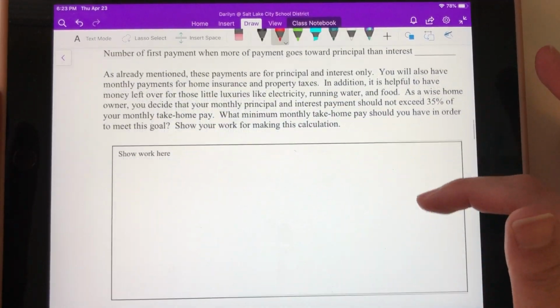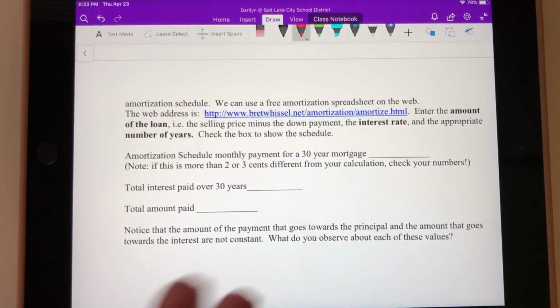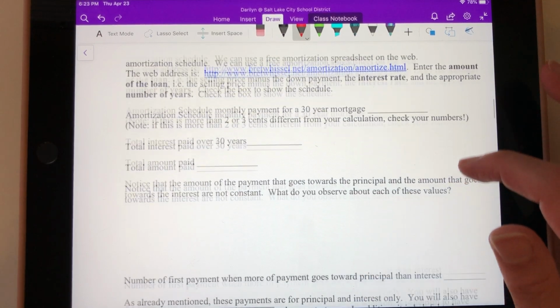For the rest of this assignment, I really only want you to do the first 2 pages, but really I just wanted you to get an idea of how mortgages work. This amortization schedule online is really helpful to get a visual of that. If you have any more questions or you're interested in mortgages, go ahead and message me or let me know what you want to know.